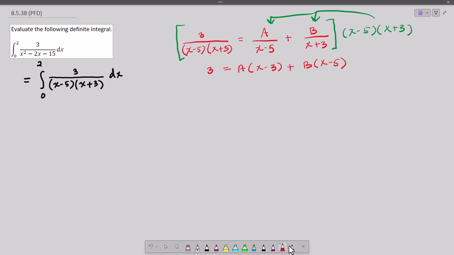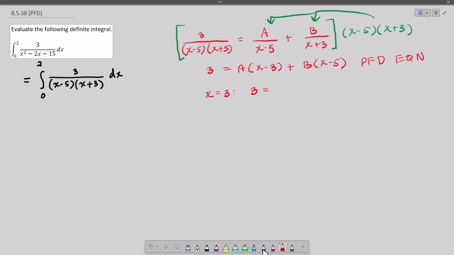Okay, so here is where we have a choice. We can use the traditional method. This is our PFD equation. And we can use the traditional method, or we can use the convenient value method. When we have all linear factors, the convenient value method is way too convenient not to use. So we are going to let x be 3 throughout this whole equation.